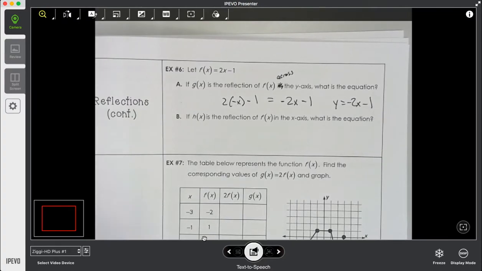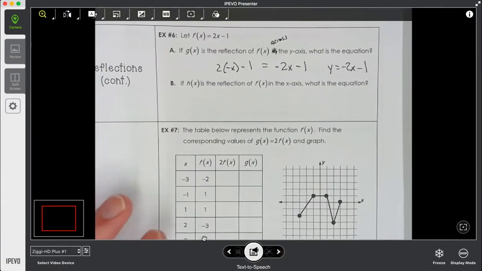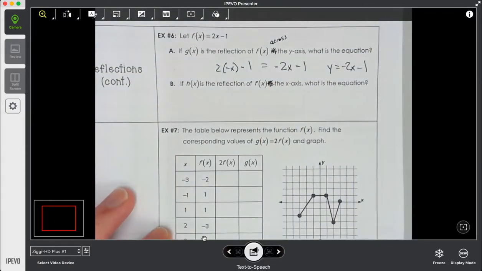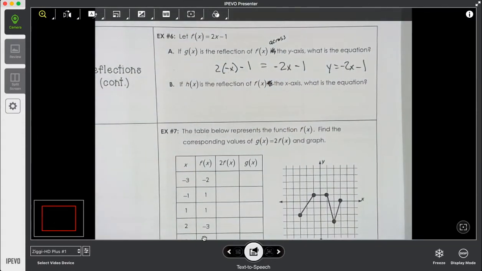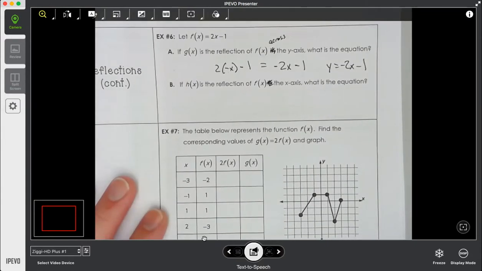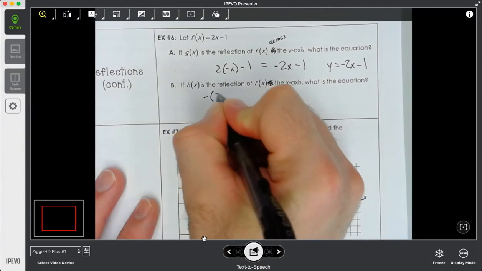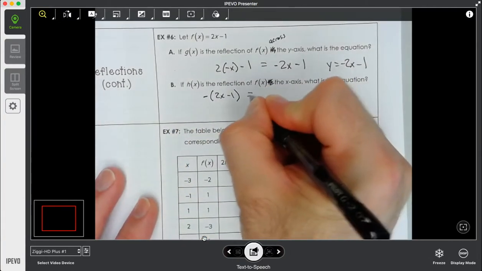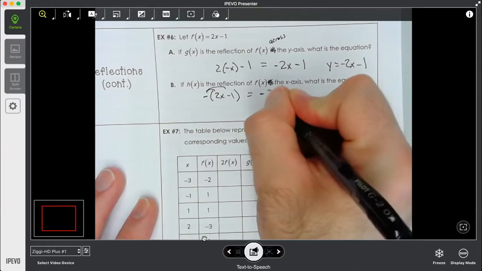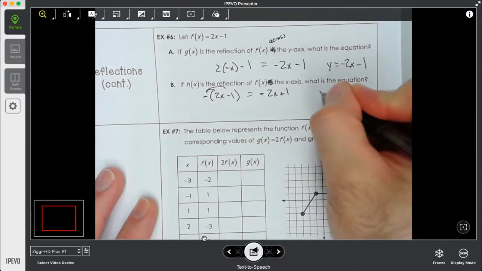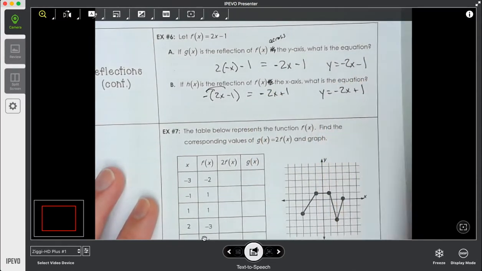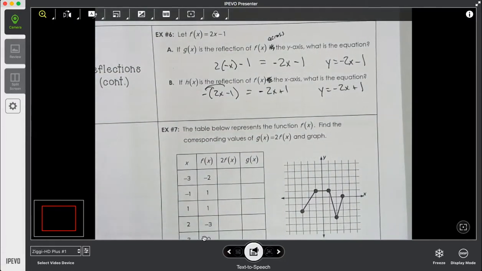And so likewise, if I'm going to reflect across the x-axis, now we're changing the outputs. And so we're taking the opposite of everything. We're going to take the opposite of 2x minus 1. We distribute the negative sign, negative 2x plus 1. And so y equals negative 2x plus 1 will be the function for the reflection across the x-axis.